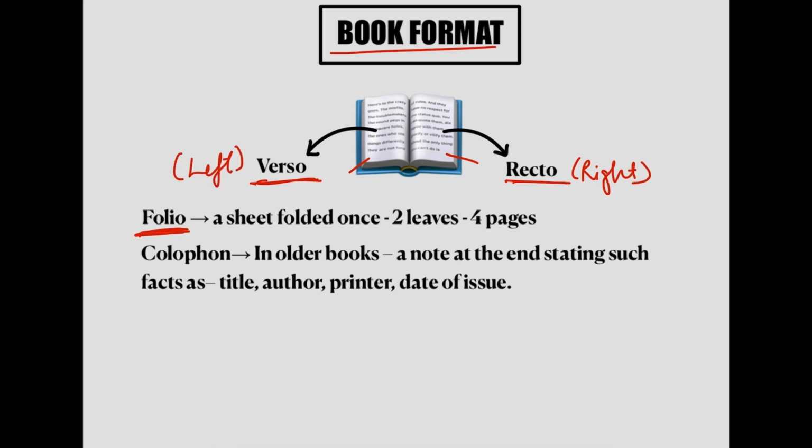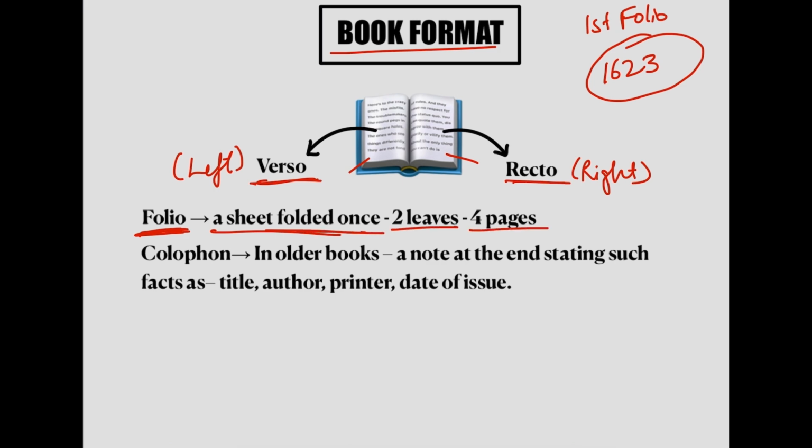Folio. What is a folio? You must have heard Shakespeare's First Folio. When was it published? It was published in 1623. Right? First Folio was published in 1623. A folio is a sheet which is folded once, which means it has two leaves and four pages.